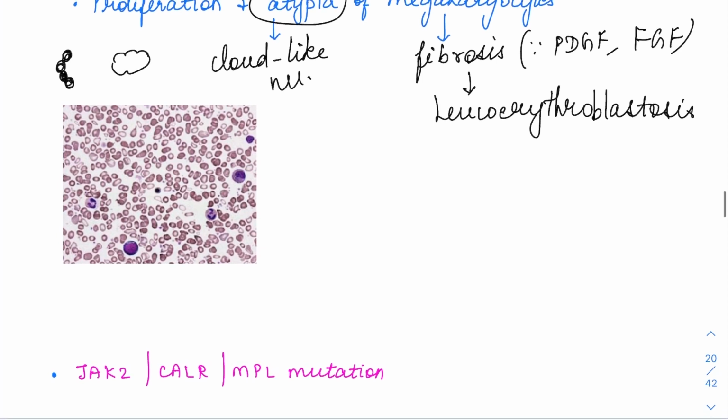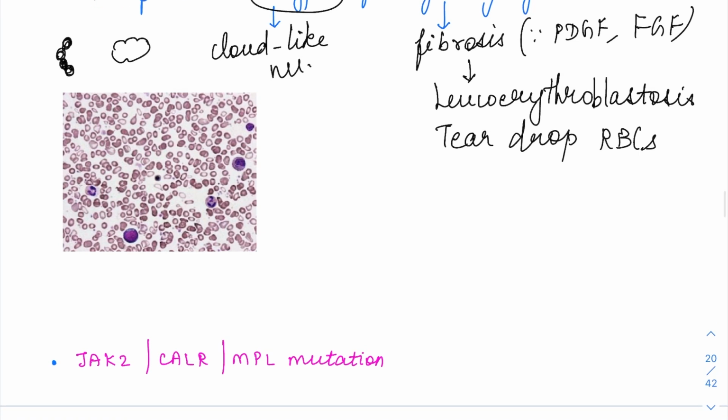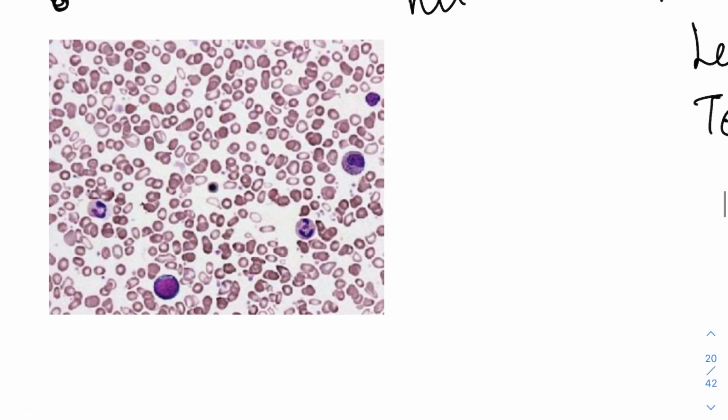So there is fibrosis, and once there is fibrosis, there are going to be teardrop cells. Teardrop RBCs are going to be there. They are squeezing through this fibrosed marrow, so it is going to form a teardrop kind of morphology. So teardrop cells are again seen. If you see in this image, these are all the teardrop cells. You are seeing multiple teardrop cells.